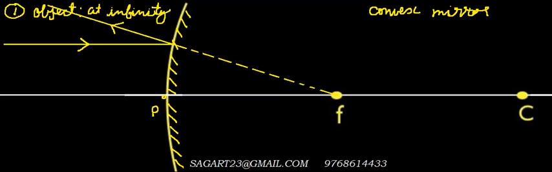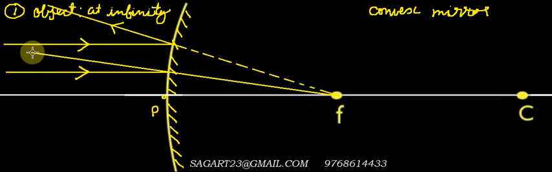Now we repeat this process for another ray. So here you have one ray that is coming. Now this ray again is parallel to the principal axis, and we draw the reflected ray such that it is starting from the focus. So this is a reflected ray, and again we'll make it dotted. Dotted indicates it is a virtual ray, the ray does not exist.